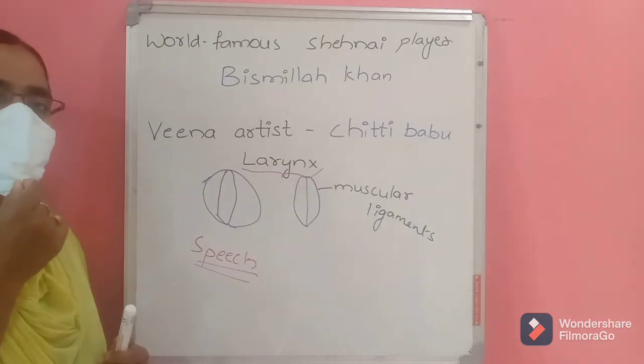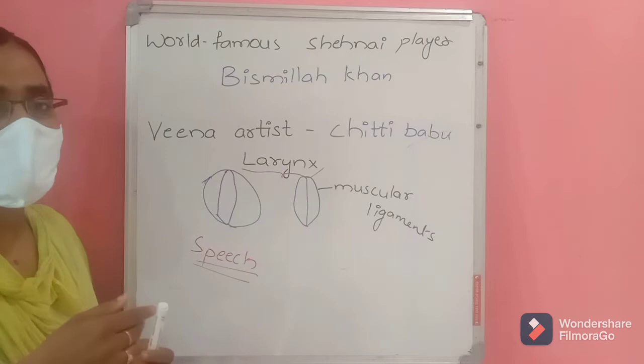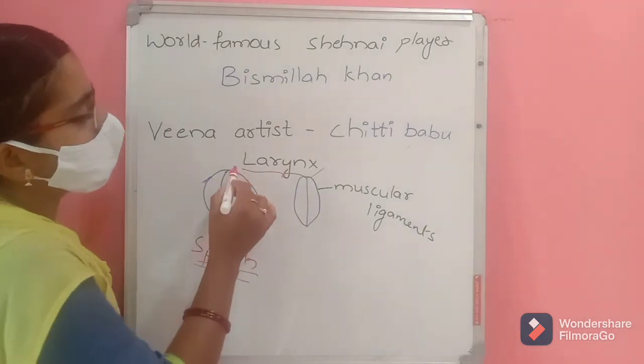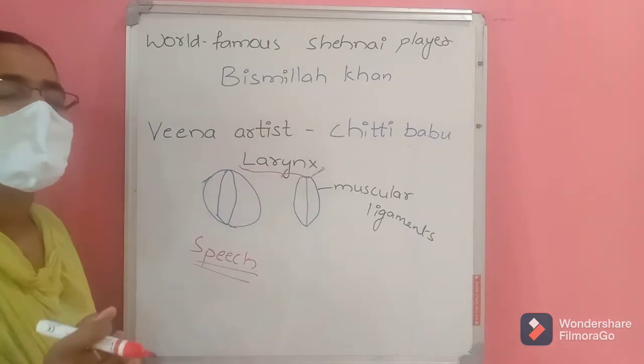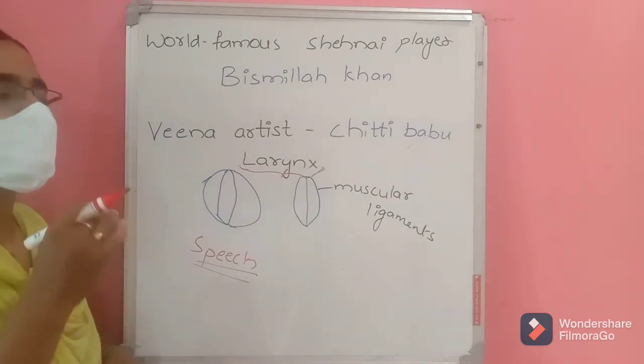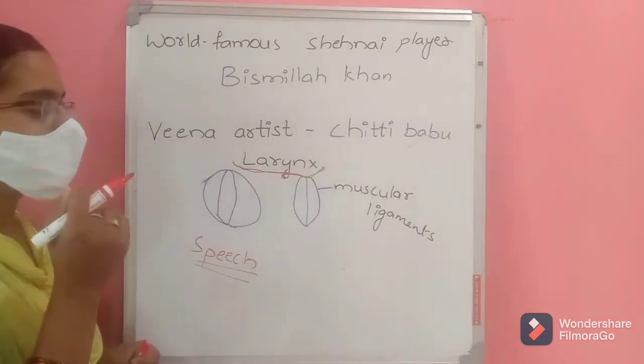So what is vibrating in human beings? How can we produce sound? To know that, we have to know the larynx. The larynx is the part of our body which can produce sound. Sound is produced by the larynx in our body.